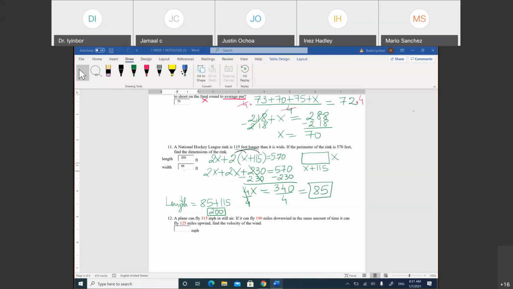To find the perimeter, you add in all the sides. That's the formula. You add in all the sides: 2 times the length plus 2 times the width. Yes, that's correct. James is right. 2L plus 2W.